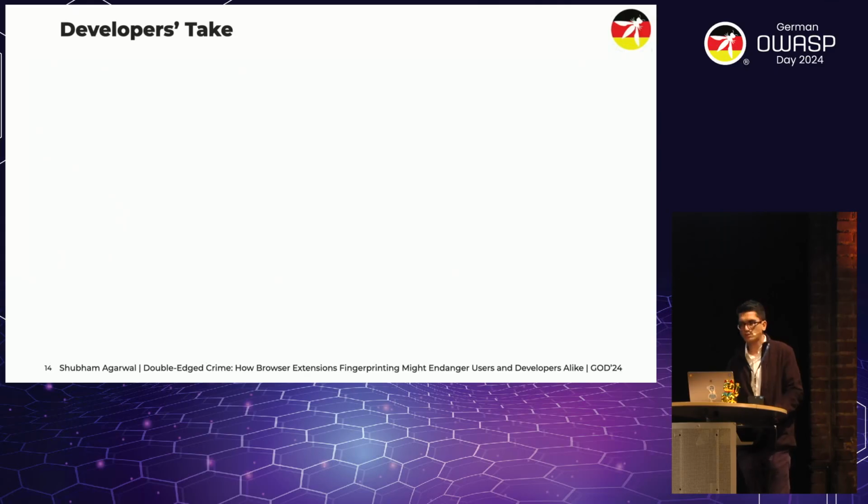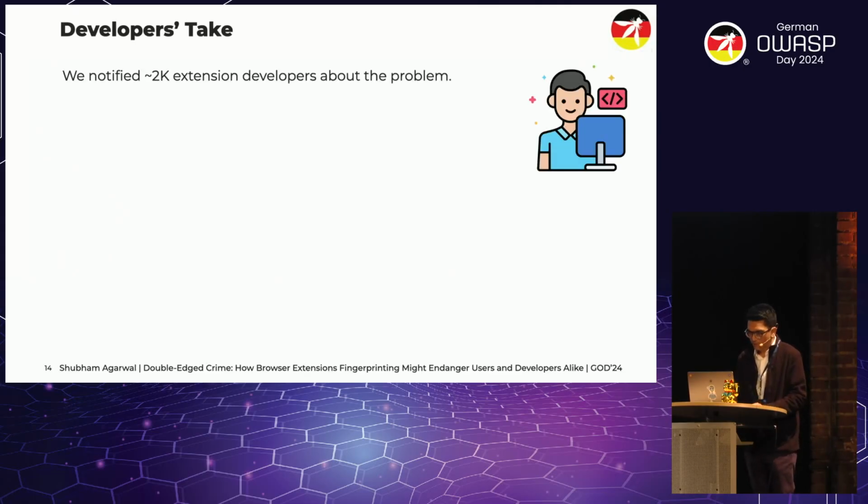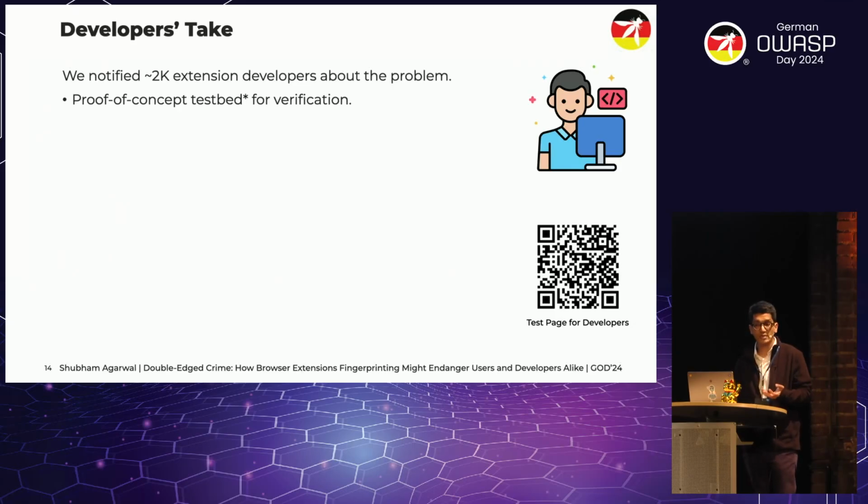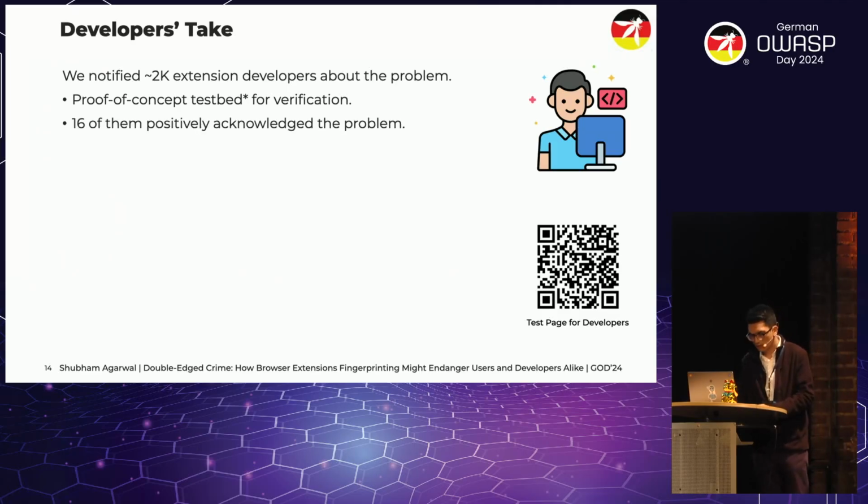And yeah, what do we do about these numbers? We talk to developers about this. What do they think about this as a problem, and can they do something to fix it? For all the people whose email IDs we could get, we informed them about the problem, and then we also provided them with a test bed. If you as an extension developer are building something, or plan to build something tomorrow, you can always test your extension through a test page and see whether or not you're fingerprinted.